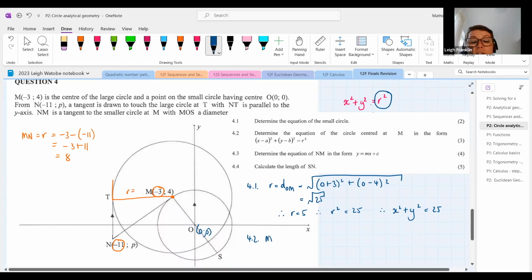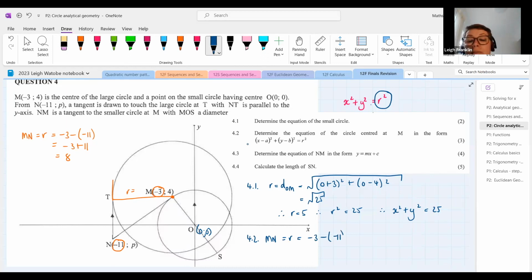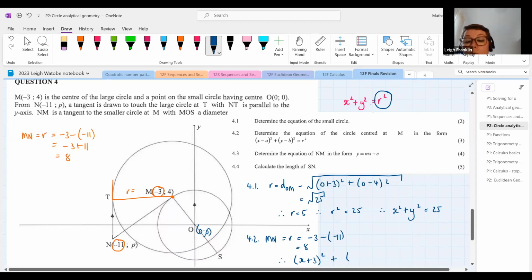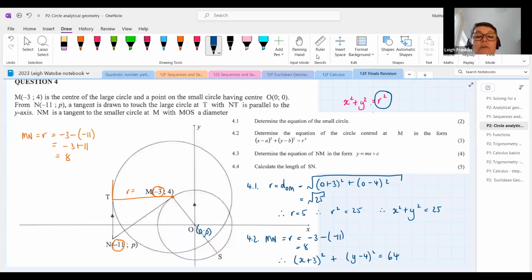Okay. All right. So MN was our radius. And we're going to get that by saying -3 minus -11, which leaves us with 8. So therefore, the equation of the circle is going to be x plus 3 squared plus y minus 4 squared, which is equal to 64 because that is r squared.